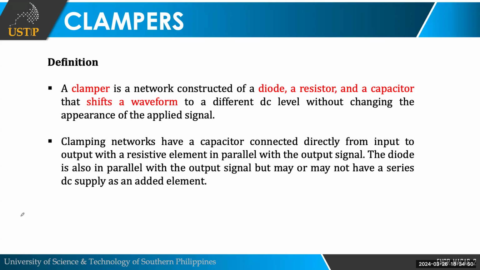Okay? And then, ang connection ani will be that your capacitor is connected directly from input to output with a resistive element. So, connected yung capacitor, yung resistor. And then, the diode will be parallel with the output signal. Pero it may or may not have a series DC supply as an added element. So, naay bias ang mga clamper. So, let's try to discuss.